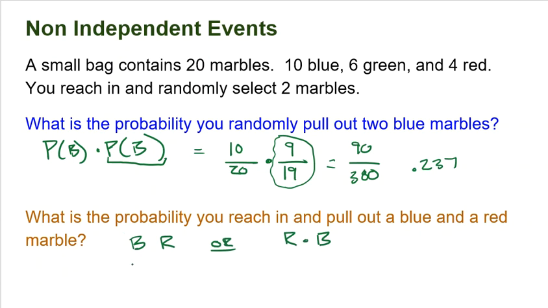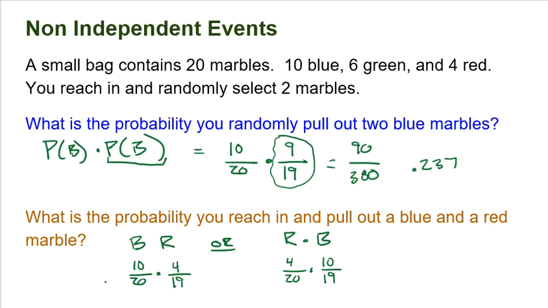All right, blue first. Well, I reach in, there's 10 blue marbles out of 20. Okay, now I need a red one. Well, I pulled out a blue one. That still means there's 4 red left out of 19. Okay, I still took a marble out, so there's 4 red, but I took a marble out, so there's only 19 left. Or I could get the red one first. That would be 4 out of 20. I reach in, there's 4 red out of 20 total, and then I need a blue. Well, okay, I got a red one, but there's 10 blue still in the bag out of 19 total marbles.